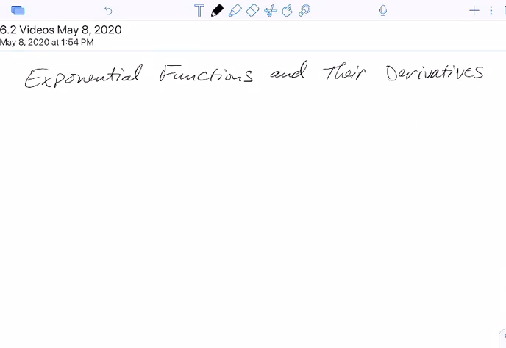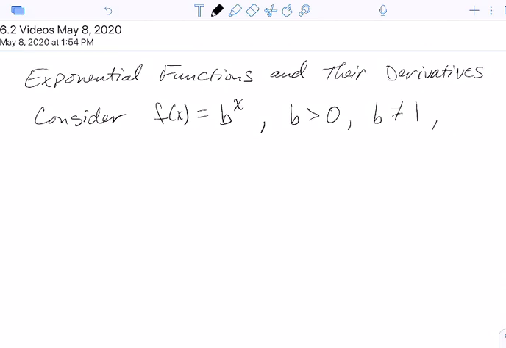We're looking at exponential functions and their derivatives, and first we're going to remind ourselves of the graphs of exponential functions. Consider f of x equals b to the x. The base is b, the exponent is x, and we consider bases that are positive, so b is greater than 0, but we don't consider bases b equals 1, because that would be b for boring, and x, the exponent, can be any real number.